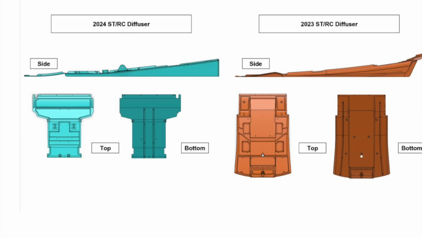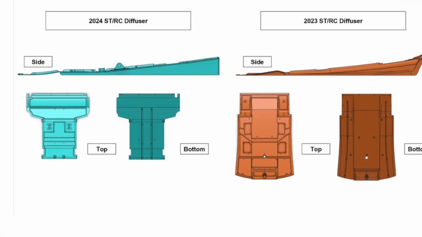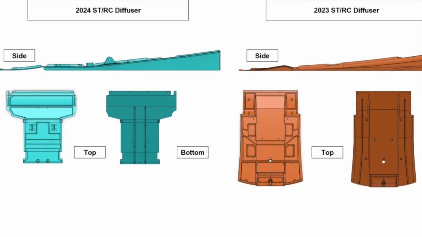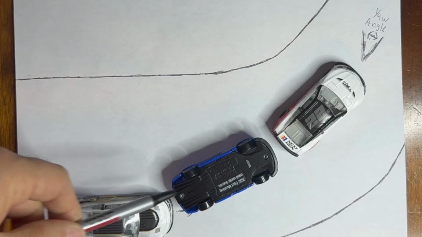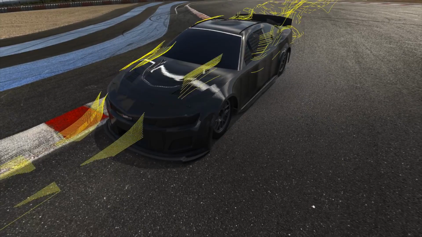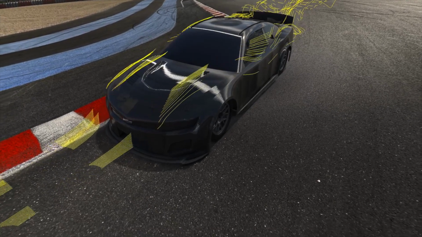NASCAR has attempted to mitigate some of these issues with the new short track package, where they seek to shift the downforce from the bottom of the car to the top of the car by making changes to that diffuser and removing some of the outer strakes. They've now shifted some of that downforce from the bottom of the car to the top by increasing the size of that spoiler, or truck lid. And all of this is why it doesn't make sense to just take downforce away.